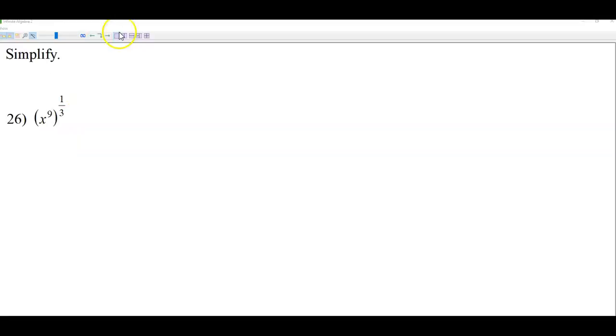All right, let's go ahead and move on to number 28, solving equations that involve rational exponents, meaning exponents that are fractions. So the first thing you want to do is get rid of everything that's outside of the parentheses.